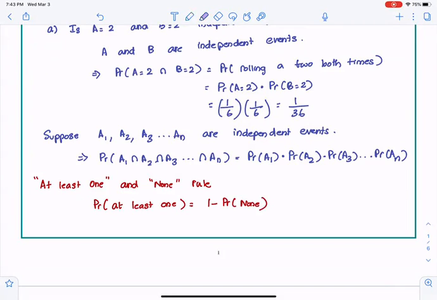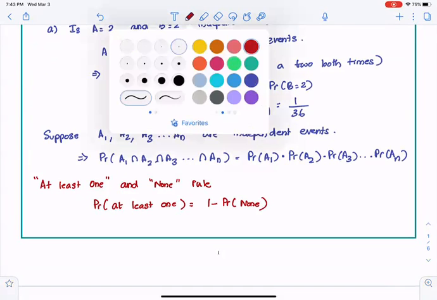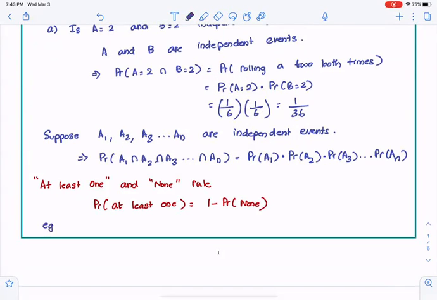As an example, I'll write it out. So probability of at least one tails in 824 coin tosses is simply equal to 1 minus the probability of no tails in 824 coin tosses.